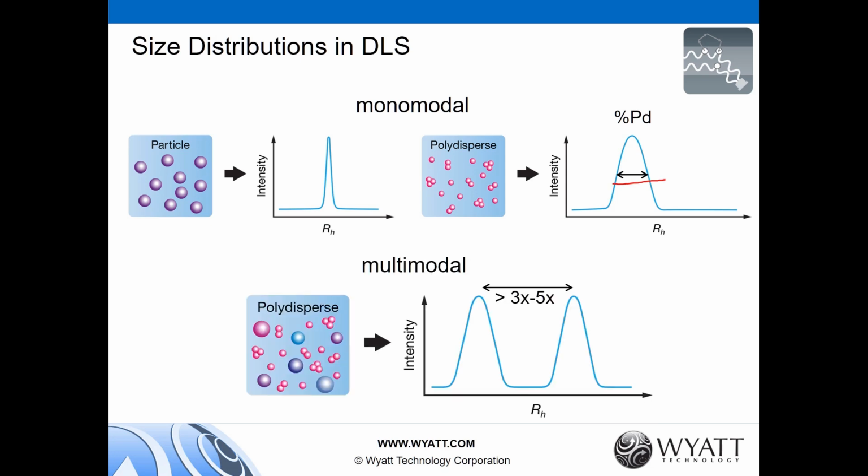However, if there are populations present that cluster around average sizes which differ by a factor of at least 3 to 5 times in radius, DLS can resolve these peaks, and we call this a multimodal distribution. Each peak or each mode will have its own polydispersity representing the range of sizes within that population. So in the context of proteins, this might mean a main peak with a monomer, dimer, and trimer, and a secondary peak arising from large aggregates.